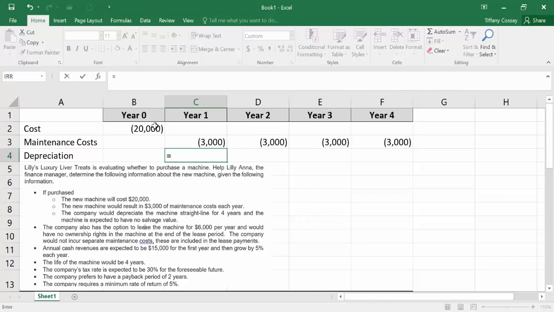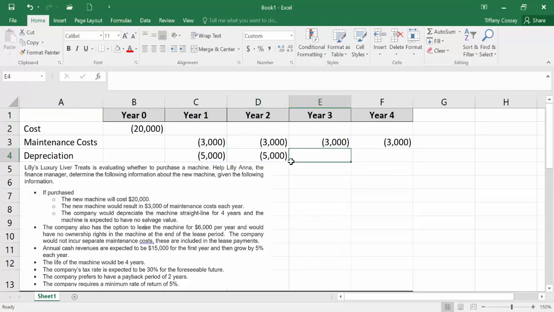And since that's going to be a cost, we're going to show that as a negative here. So we don't need to flip the sign and divide it by 4. And we'll drag that number across.